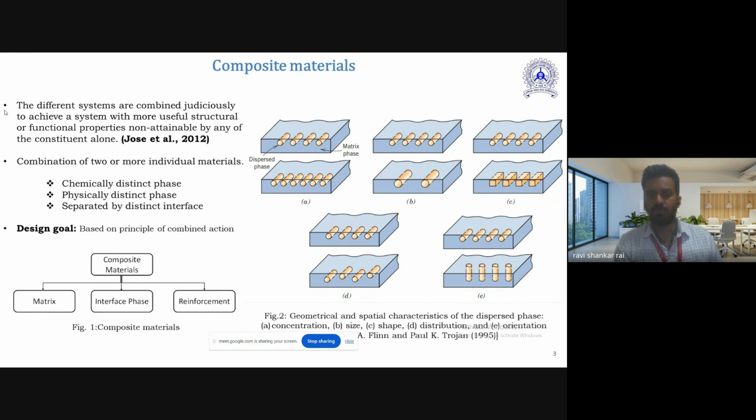Here there is a pictorial representation of geometrical and spatial characteristics of the dispersed phase. These are the different factors. If we tailor those factors, we can completely modify the properties of the composite material, which are concentration, size, shape, distribution, and orientation, as depicted in the figure.